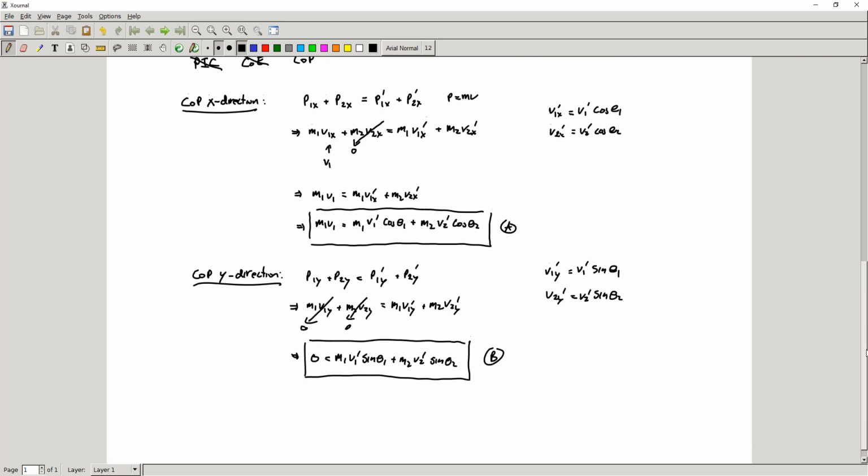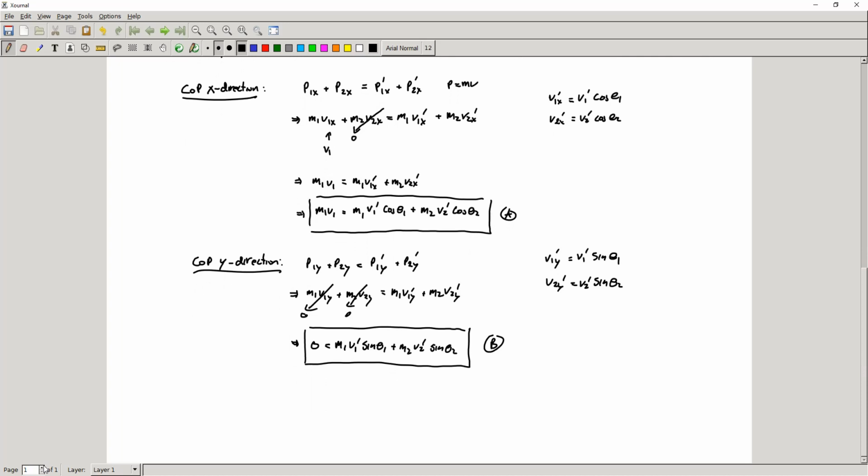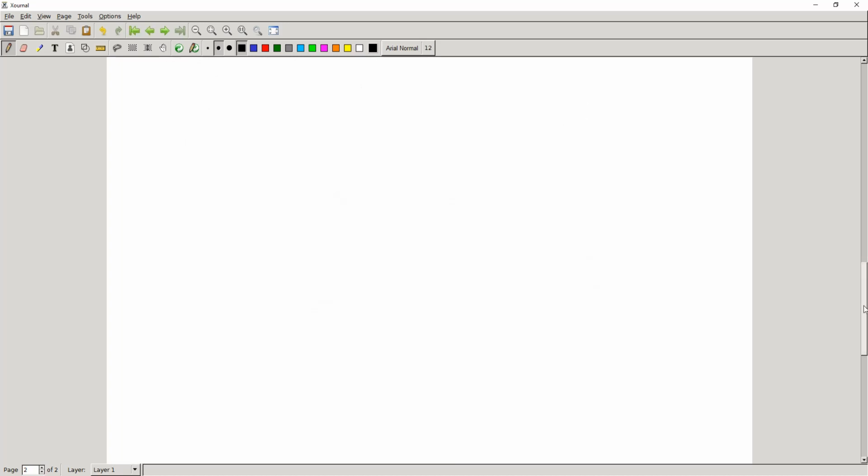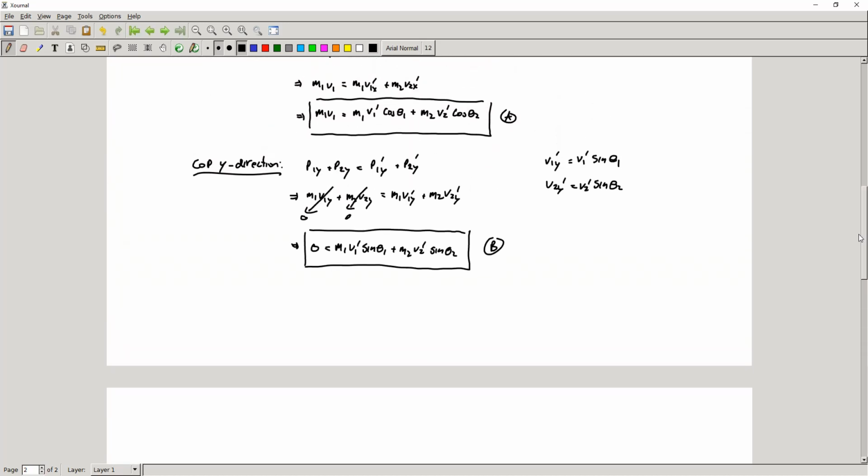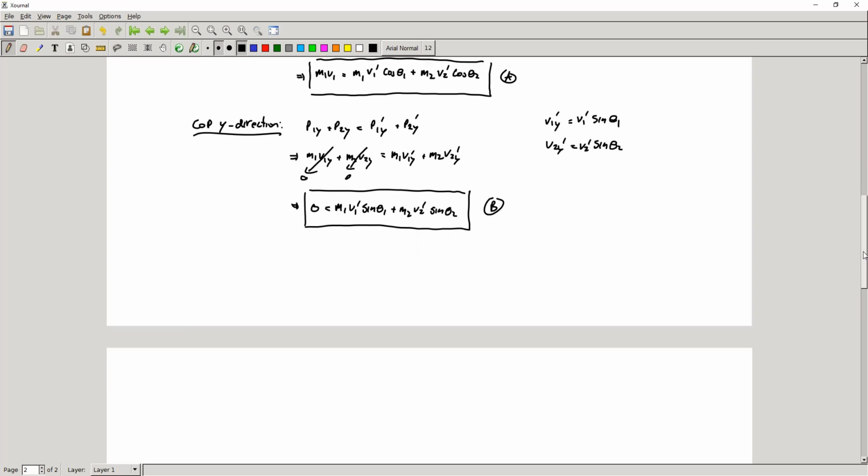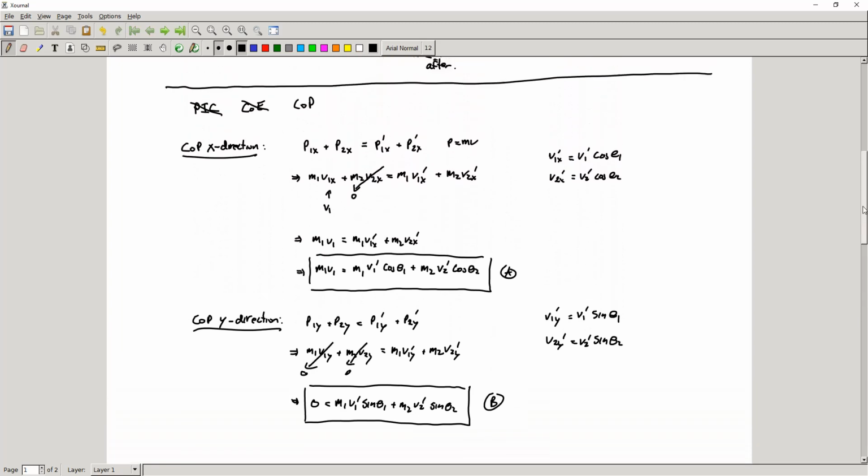And we're going to make use of these two equations to solve our problem here. Okay, another page. All right, so I have some numbers here that I'll pull out afterward. But let's start off. So let's take equation B. We could really manipulate this however we want, right? We have two equations and two unknowns at this point.